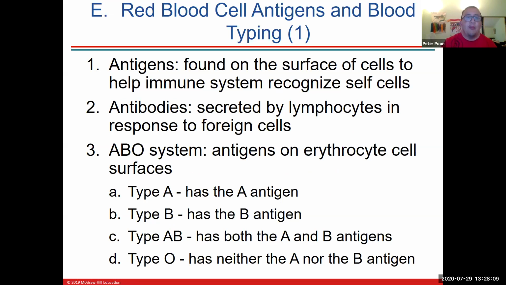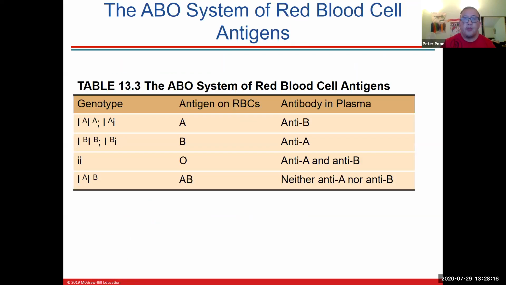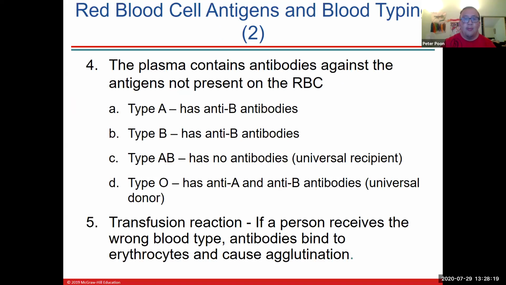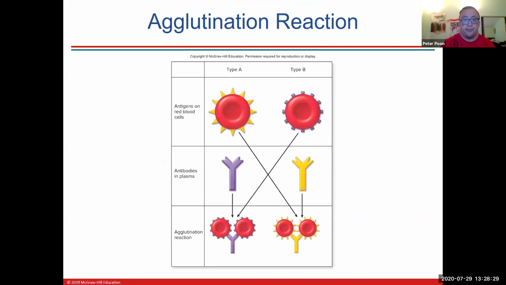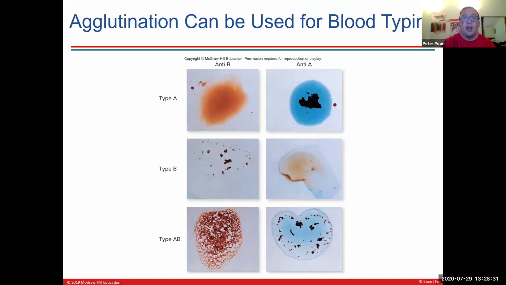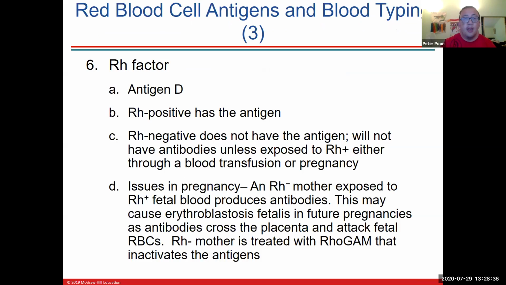Okay. Red blood cell antigens and blood typing. This I'm pretty sure everybody understands. So you basically have to match antibody types and stuff. If you don't understand, just let me know. And this agglutination is how we do blood typing. Okay, Rh factor is antigen D.